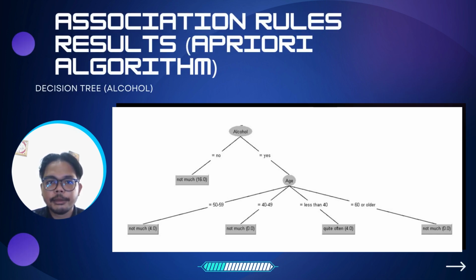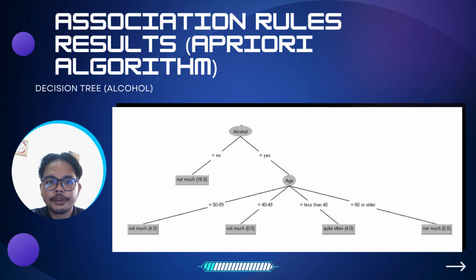Next, I will be talking about the decision tree result we got with our dataset. It begins by splitting the dataset based on alcohol consumption, which proved to be a critical factor in our analysis. For individuals who do not consume alcohol, the tree shows a category label "not much" with a value of 16.0. This suggests that non-alcohol consumers exhibit a lower frequency of diabetes occurrence.